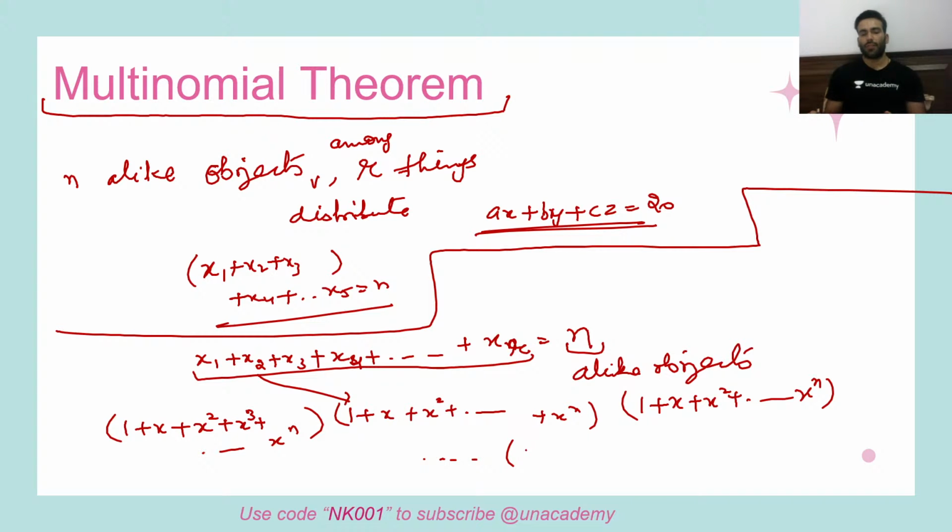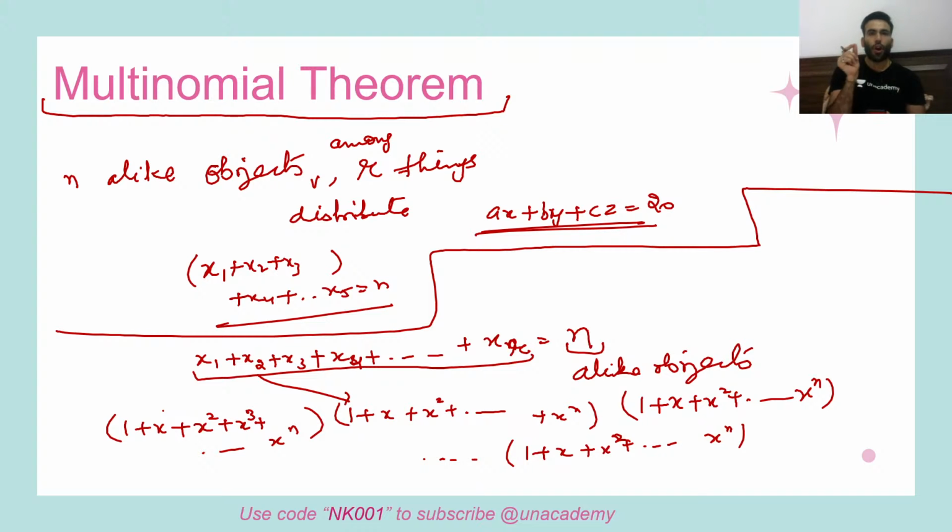Similarly for the fourth, and similarly for the rth. Okay, now just imagine if you are multiplying. When you multiply, all these powers, the exponents, they are getting added up, correct?